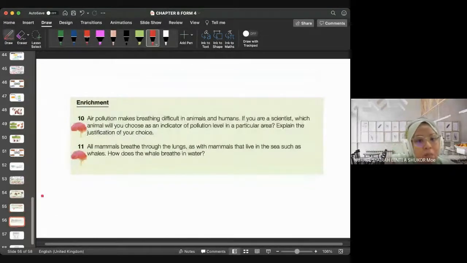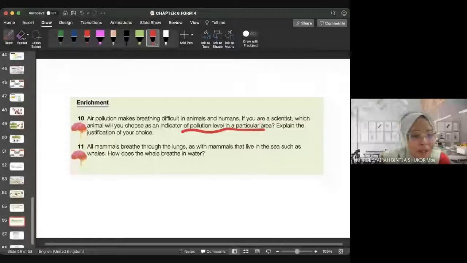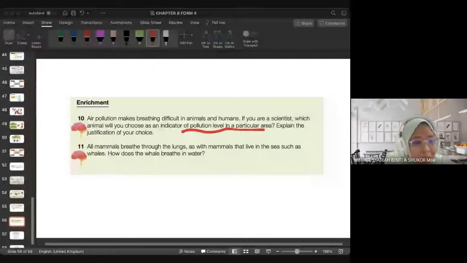Okay. Air pollution makes breathing difficult in animals and humans. If you are a scientist, which animal will you choose as an indicator of pollution level in a particular area? Choose. Which animal do you want to use? A cat. If we see the cat coughing, oh, there is a lot of air pollution. If the cat is not coughing, surely there is no air pollution here because my cat isn't coughing.